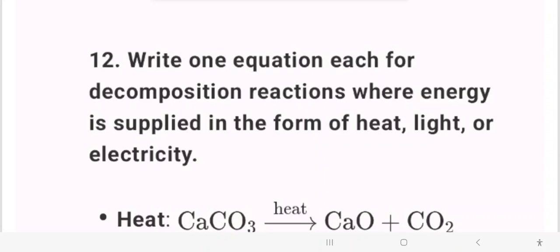Hello children, in today's lecture we are going to discuss the questionnaire given in the textbook, right? So here I am coming with this question. Write one equation each for decomposition reactions where energy is supplied in the form of heat, light or electricity, right? So hope you remember that one. Heat, light and electricity.